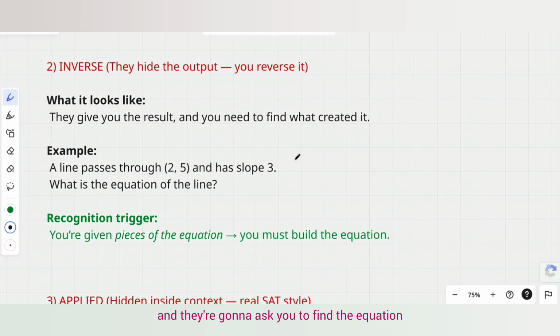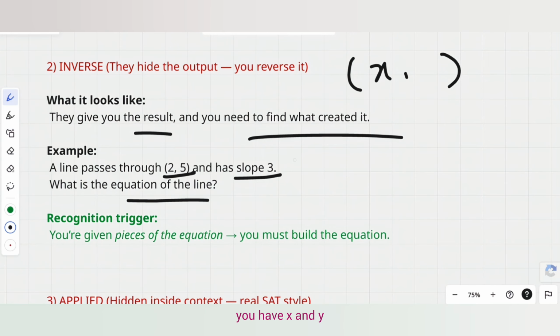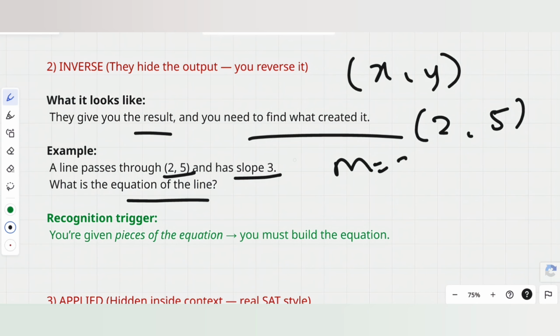Now, the second type: what if they give you the output and ask you to find the equation? They give you the result first, and they ask you what created this result. Find it. For example, a line passes through a point and has a slope, and what is the equation of the line? As simple as it is, you have x and y, which is given as 2 comma 5, and you have the slope. All you need to do is find the c in the general equation, y equals mx plus c, right?